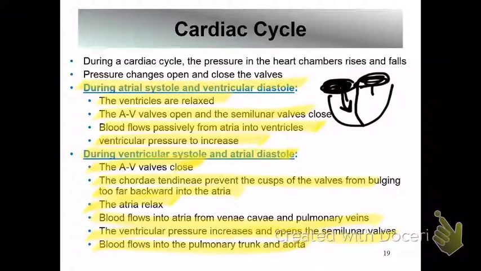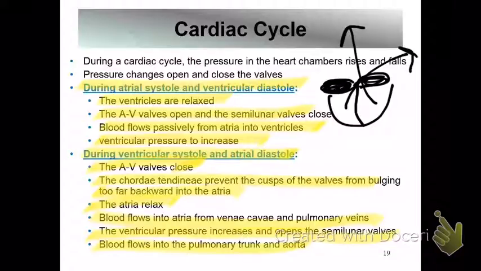And then on the other one, when the ventricles contract, what happens? Well, it doesn't go back. Look, it doesn't go back this way. No, from here, we're going to the lung, and from here, we're going out to the body. So the AV valves close, and the chordae tendineae are tight so that nothing can flow back. We don't want to bulge back into the atrium. The atria are relaxed. Blood flows into the atria from the vena cava and pulmonary vein.